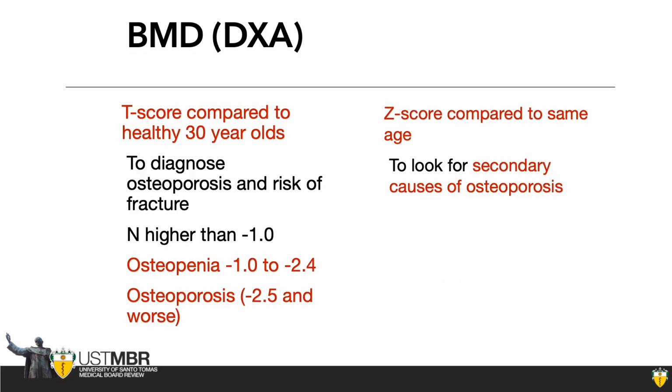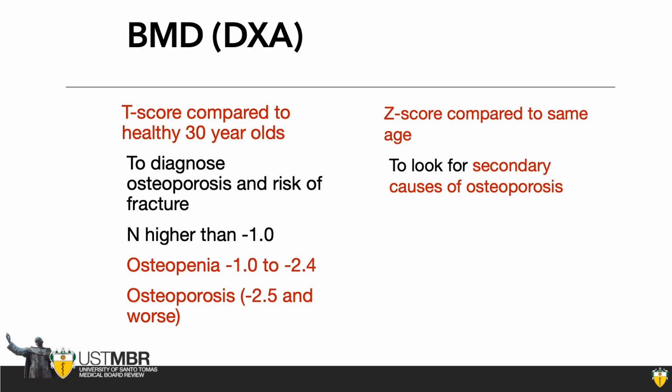There are two scoring systems, T-score and Z-score. T for true, okay? Your bones being compared to somebody with the peak bone mass of 30 years old. The definition of osteoporosis is minus 2.5 or worse, okay? And the more negative it is, the thinner the bone. This is what we use for diagnosis of osteoporosis, the T-score.